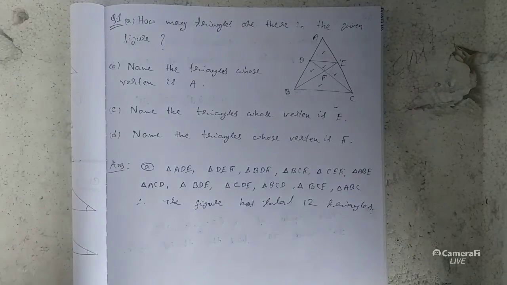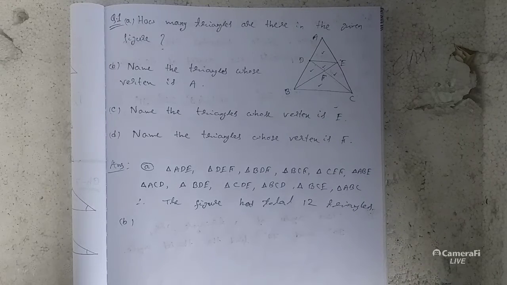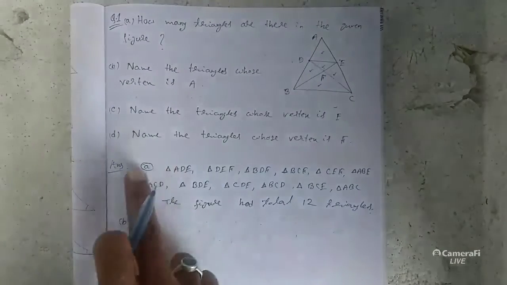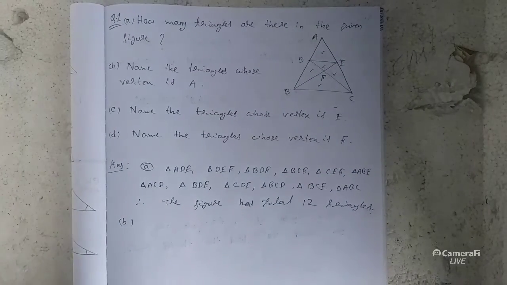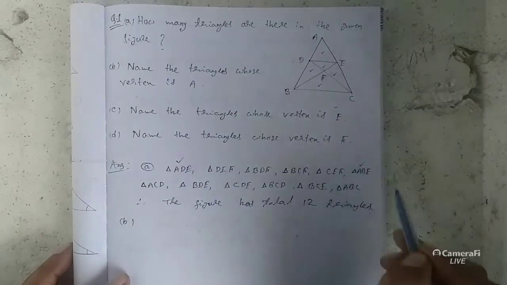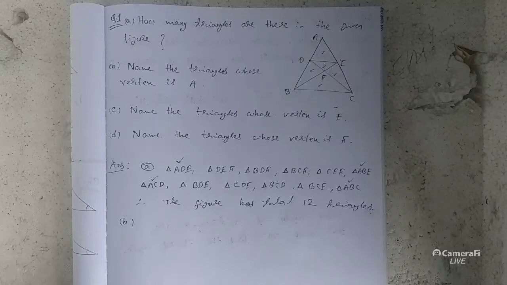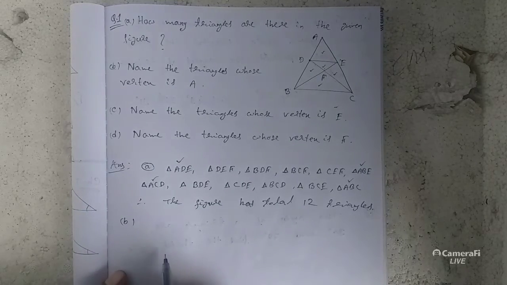Now question B. Name the triangles whose vertex is A. You can find out the names of the triangles having vertex A from this list of answers from part A, where the name of the triangle has A present. 1, 2, 3, 4. So we are getting 4 triangles with vertex A.